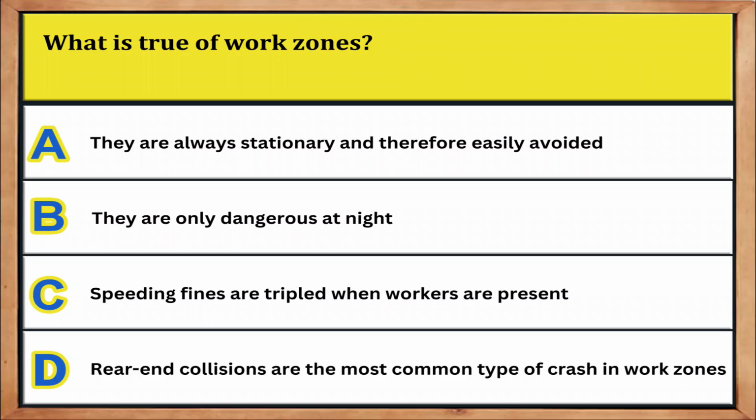Next question. What is true of work zones? A. They are always stationary and therefore easily avoided. B. They are only dangerous at night. C. Speeding fines are tripled when workers are present. D. Rear-end collisions are the most common type of crash in work zones.